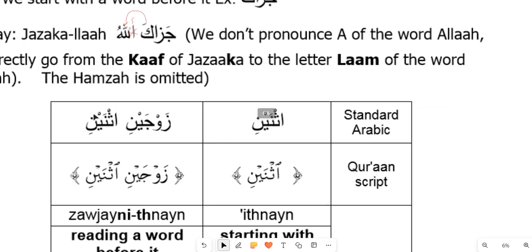As you can see here, the hamzatul wasl and the lam with sukoon. I'm going straight from kaf to the lam with shadda. And remember, this lam is the lam shamsiya, because the letter after it is with shadda. So I'm completely omitting it. Jazakallahu. That is how you pronounce.